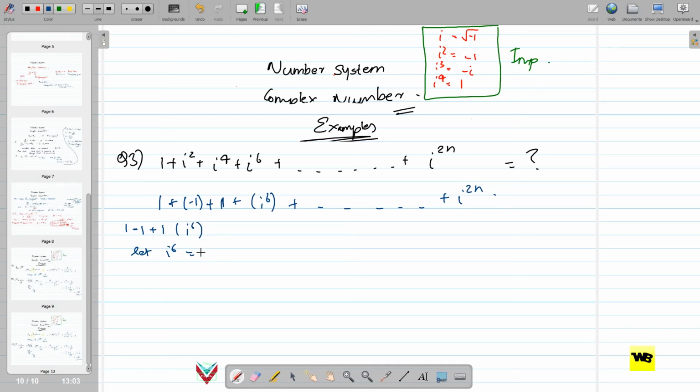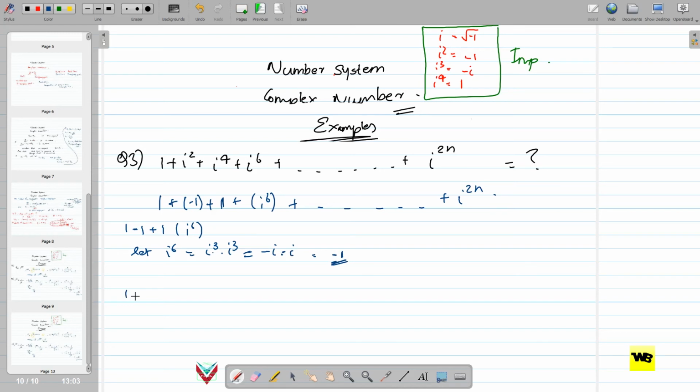When we solve this i raised to 6 value, we can do it like i raised to 3 into i raised to 3 equals, we know that i raised to 3 is minus i. So minus i into minus i, which will be minus 1.